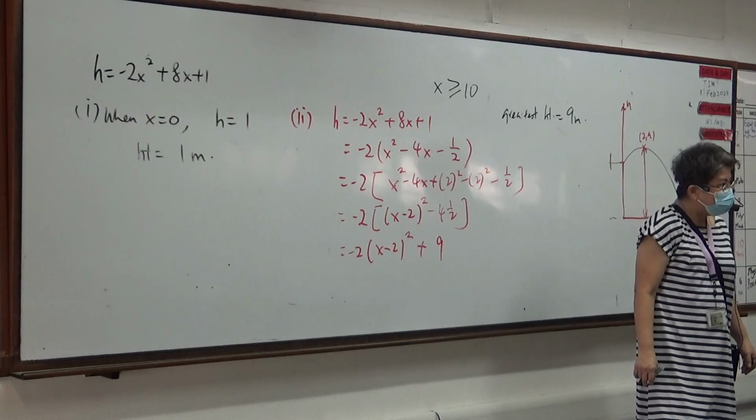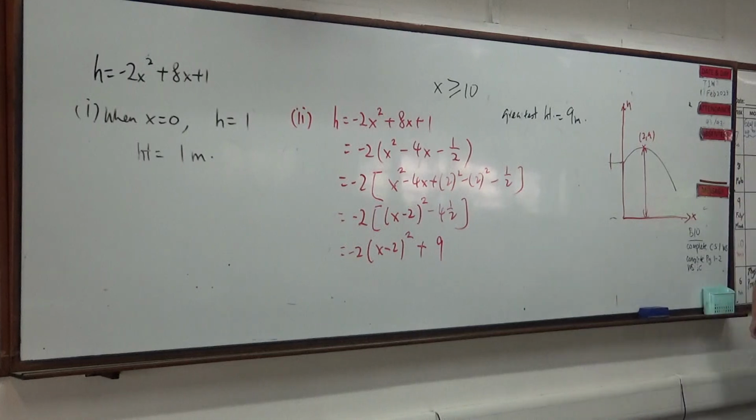Do you understand? Okay, part 3. Part 3. If a point is 3 meters horizontally from the slingshot and 7 meters above the ground, justify if the ball will hit the point directly. What does it mean? Okay, look at this picture now.